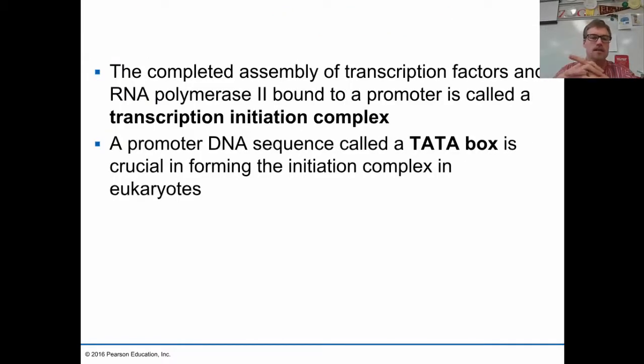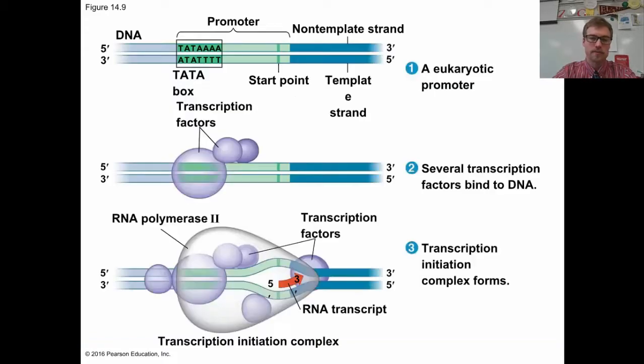The full assembly of all of the transcription factors and other proteins is called the transcription initiation complex. And in eukaryotic cells, this is forming around the TATA box, which is inside the promoter region. So here is the TATA box, which is where some transcription factors are going to bind, and then the RNA polymerase is going to be able to bind at this location using the transcription factors to help with that process, and then transcription will begin.